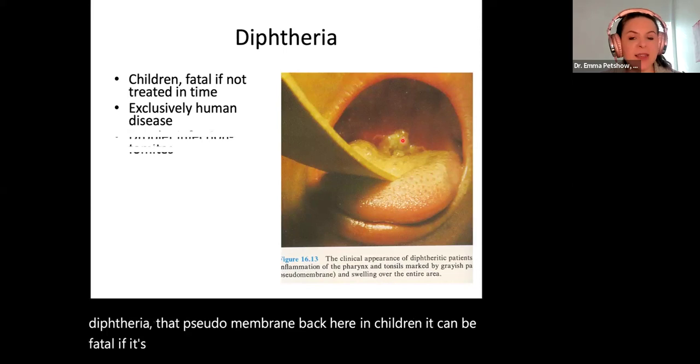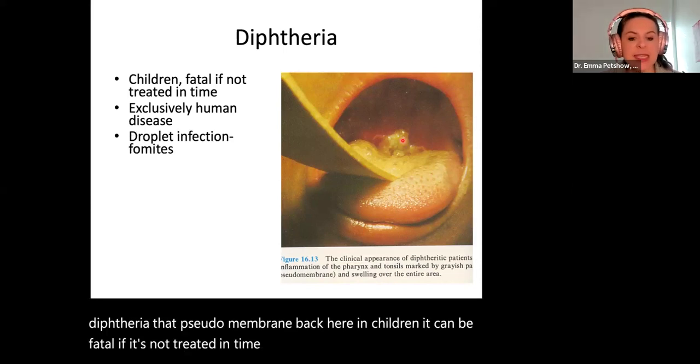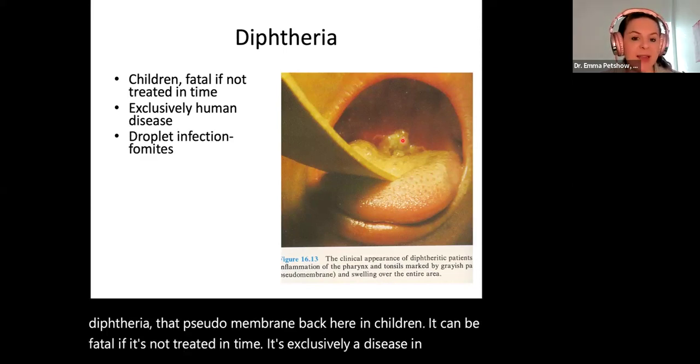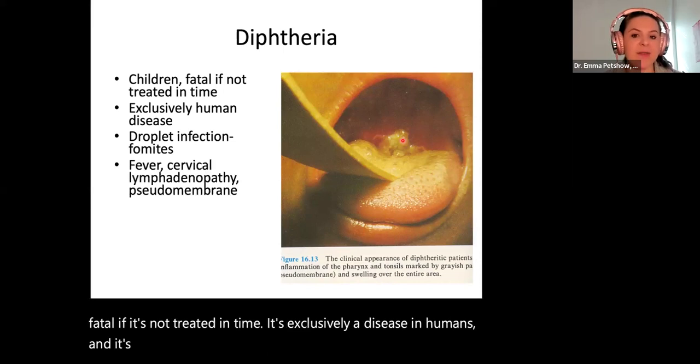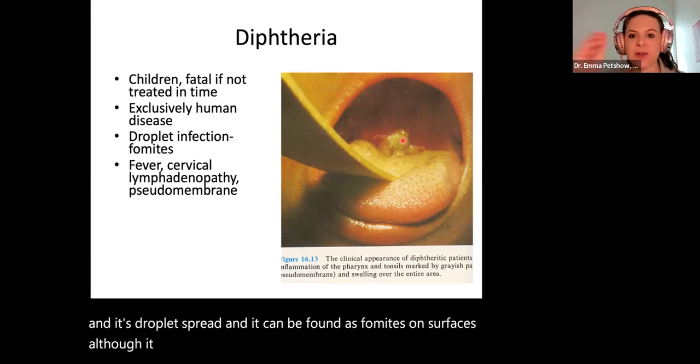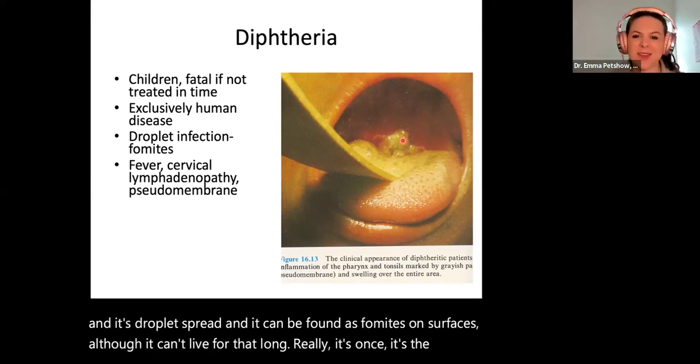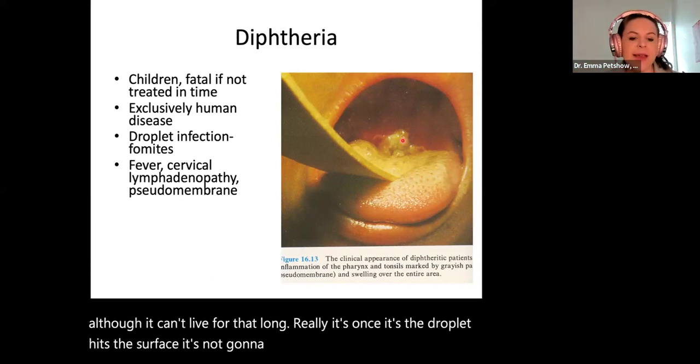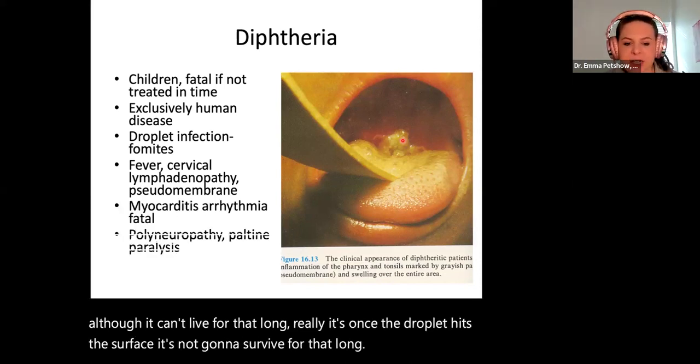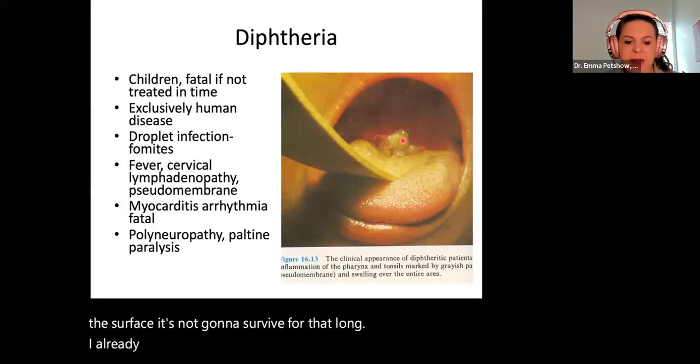It's exclusively a disease in humans, and it's droplet spread, and it can be found as fomites on surfaces, although it can't live for that long. Really, once the droplet hits the surface, it's not going to survive for that long. I already mentioned these pieces, and then polyneuropathy, palatine paralysis.